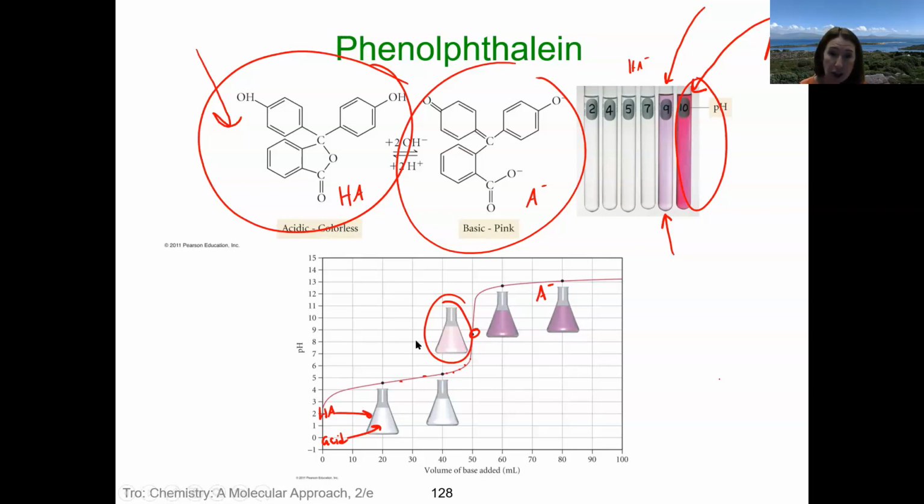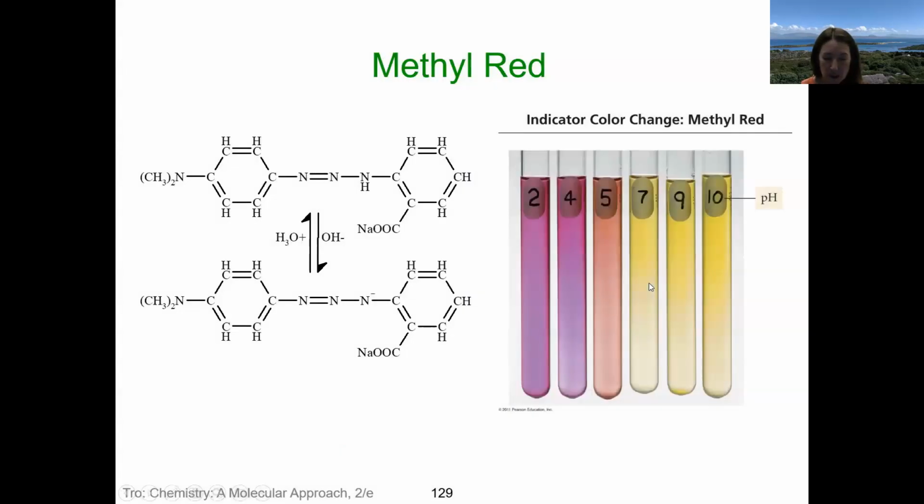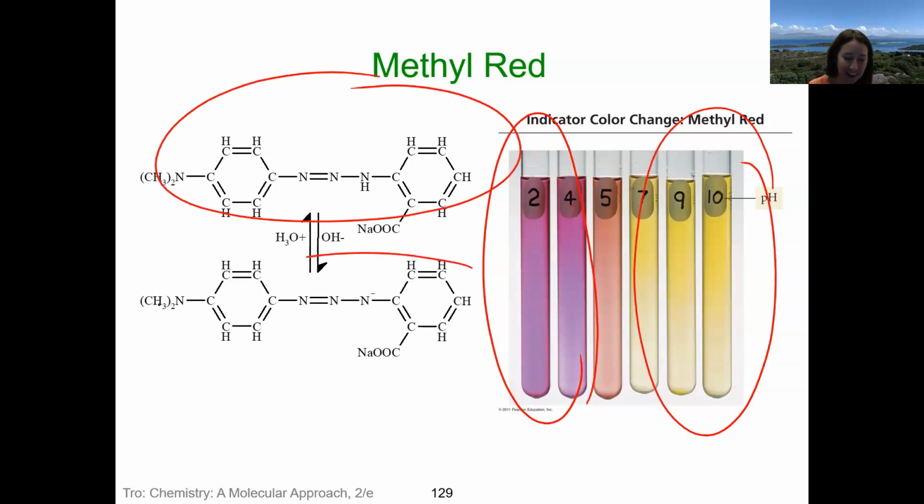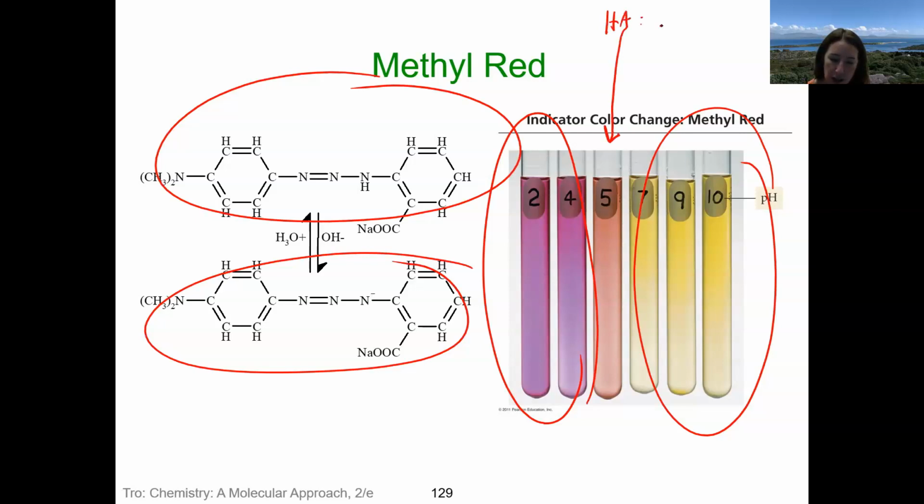It's just a buffer where the acid and the conjugate base are just different colors. So for example, methyl red, when it's in acidic solution, it's pink. Here it's pink, and here it's yellow. But when you mix them together, when your HA equals your A minus, pink and yellow make this interesting orange color, and that's how you can tell when you're at the end point. So that's what indicators do.